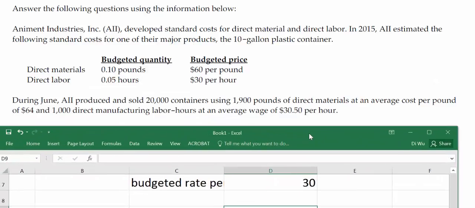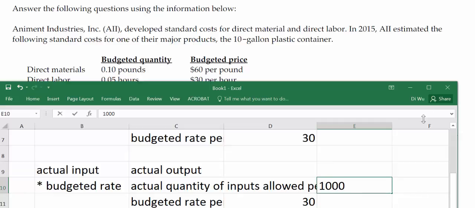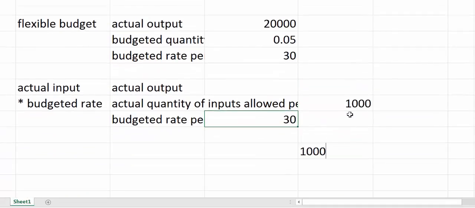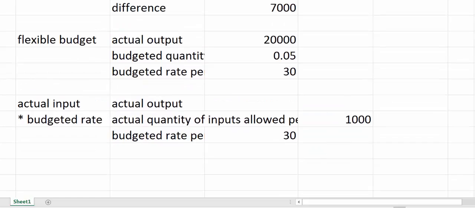Let me take a look at what I have. It's pretty clear that this A2 produced and sold 20,000 containers using the 1,900 pounds and 1,000 direct manufacturing labor hours. So we don't really have two separate numbers to calculate actual input in total. We actually have the number directly. So I'm going to jump to the conclusion. Actually, it's 1,000. Now I can get back to the calculation. This 1,000 here is the result of actual output multiplied by the actual quantity of inputs allowed for output.